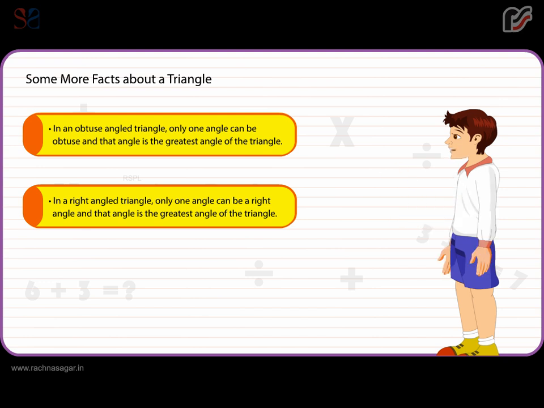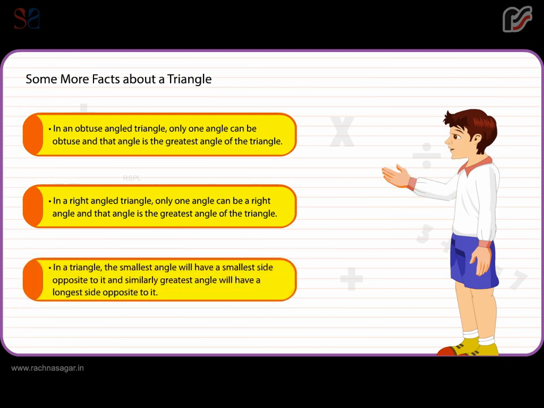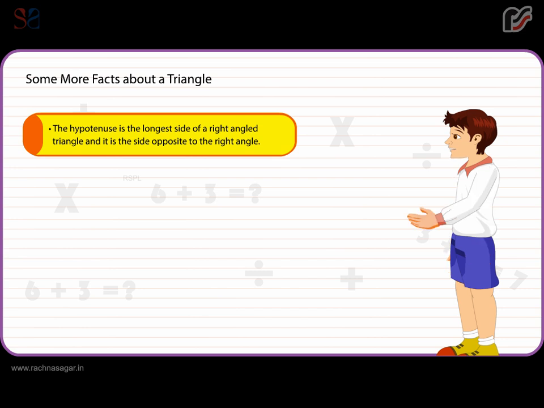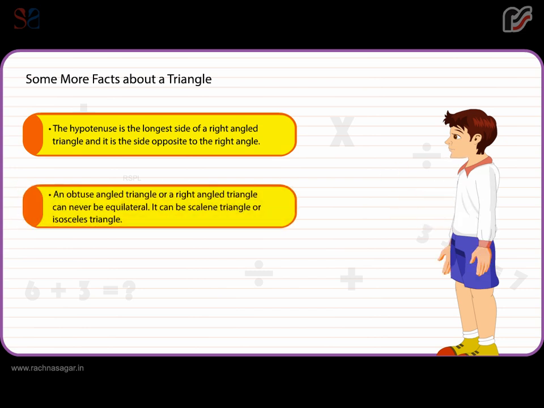In a triangle, the smallest angle will have the smallest side opposite to it and similarly, the greatest angle will have the longest side opposite to it. The hypotenuse is the longest side of a right angled triangle and it is the side opposite to the right angle. An obtuse angled triangle or a right angled triangle can never be equilateral. It can be a scalene triangle or an isosceles triangle.